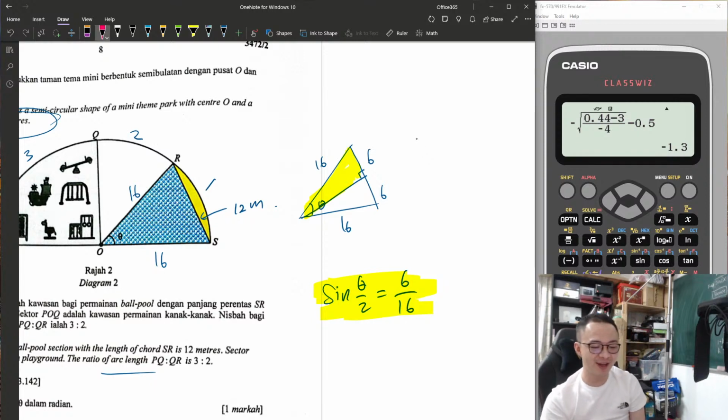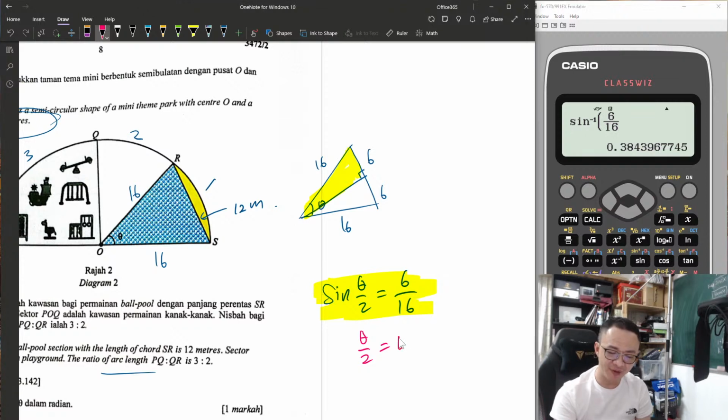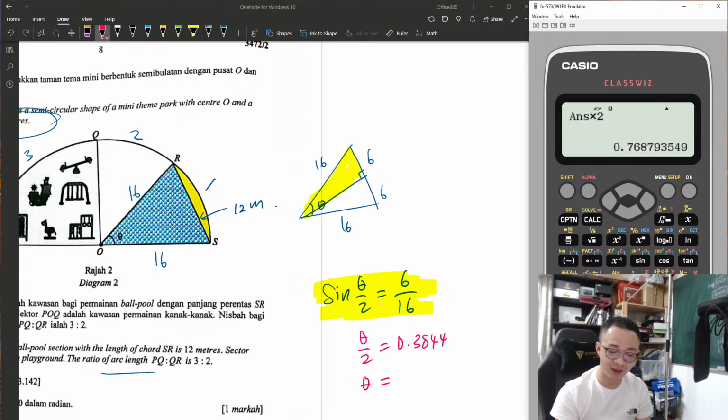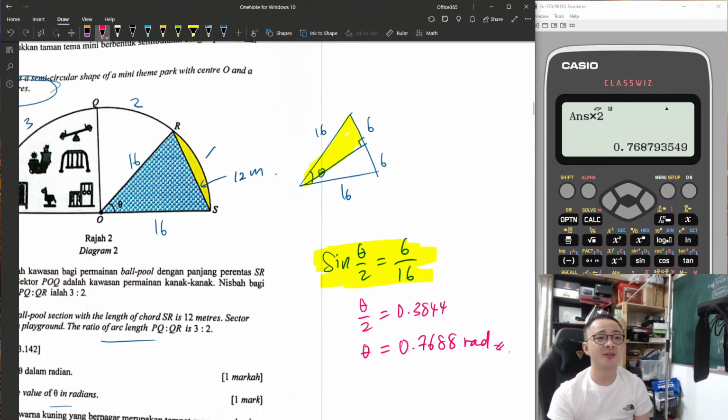Alright, so then let's solve this one. So theta over 2 is equal to, in radian, right? So I will just shift sine of 6 over 16. So I have about 0.3844. Then times 2, then I got the theta. 0.7688 radian. Done. Okay, it's not too bad.